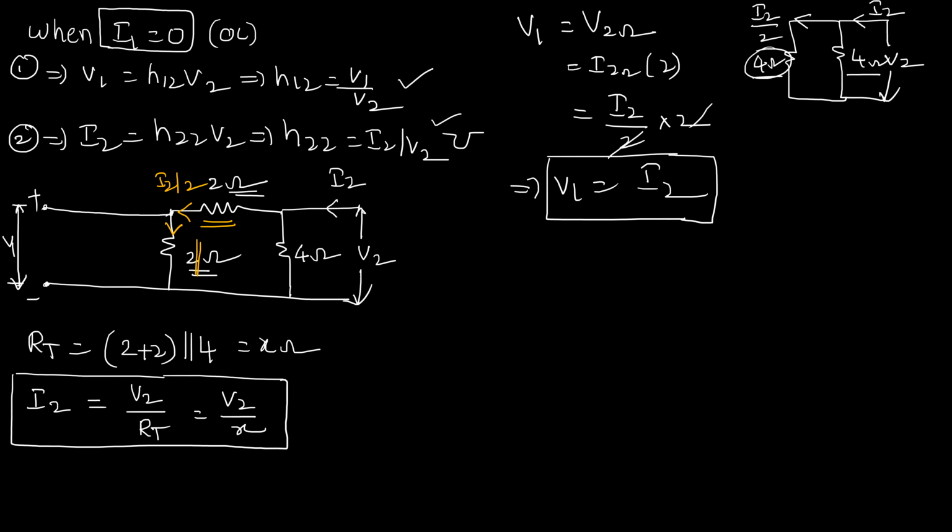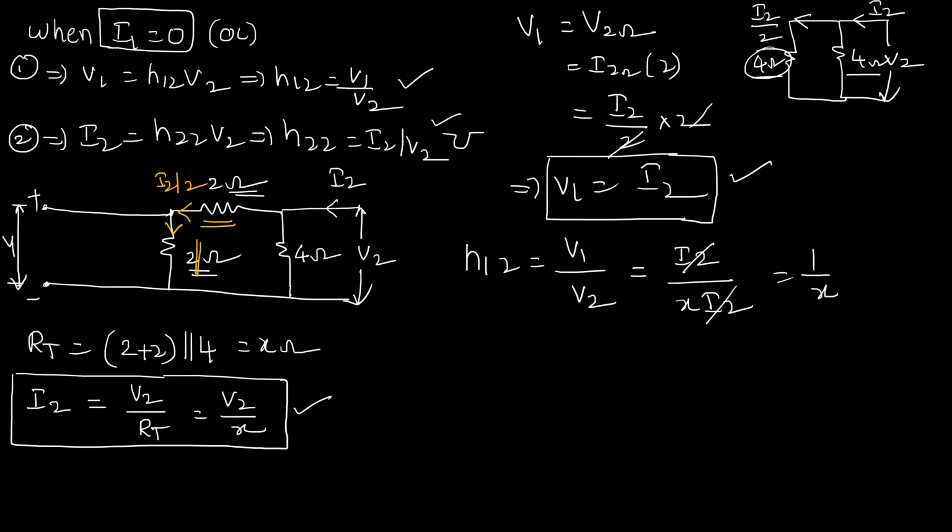Now concentrate on the parameters. What is H12? H12 is V1 by V2. What is V1? V1 from this relation, we can represent that with I2, divided by V2. What is V2 from this relation? That is X into I2. So I2 gets cancelled. You'll be getting 1 by X. There is no unit because originally H12 is a ratio of V1 by V2. Both are volts, so no unit.